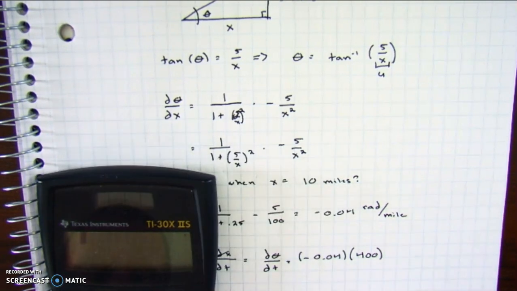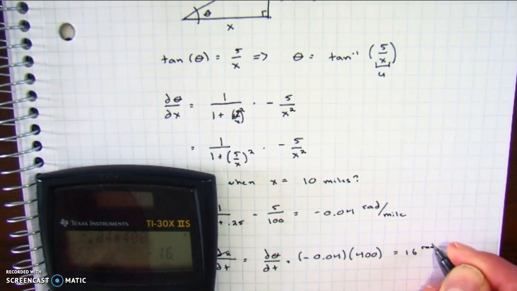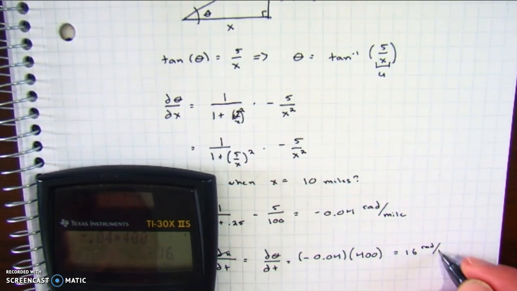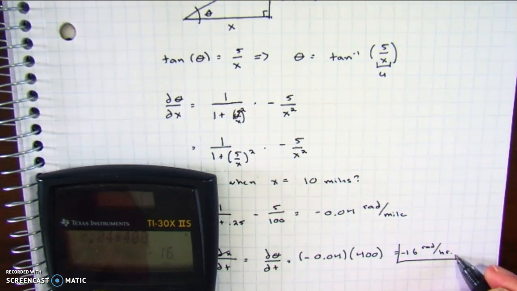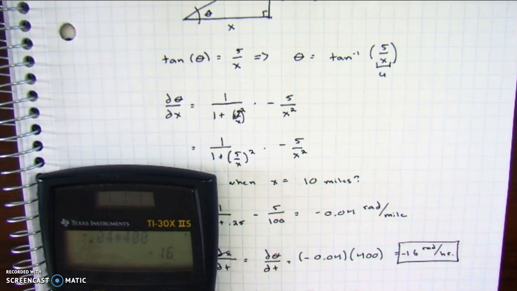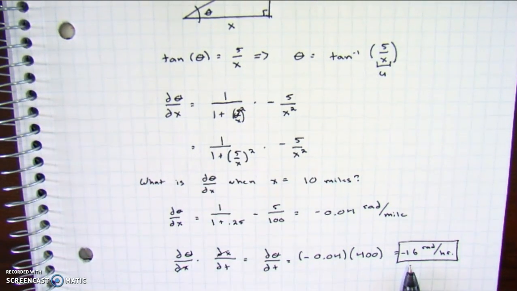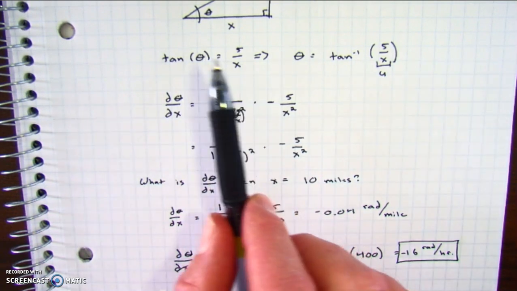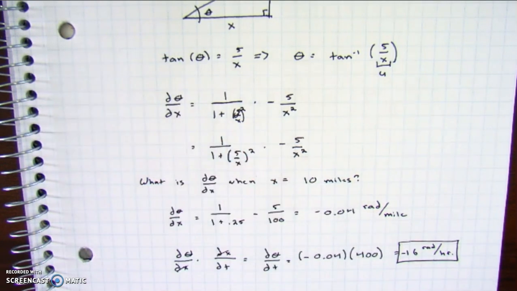So negative 0.04 times 400, and that's going to equal negative 16 radians per hour. Don't forget that negative, which is kind of a funky measurement, but if the plane is traveling that fast, that's how quickly theta is going to be changing relative to this person.